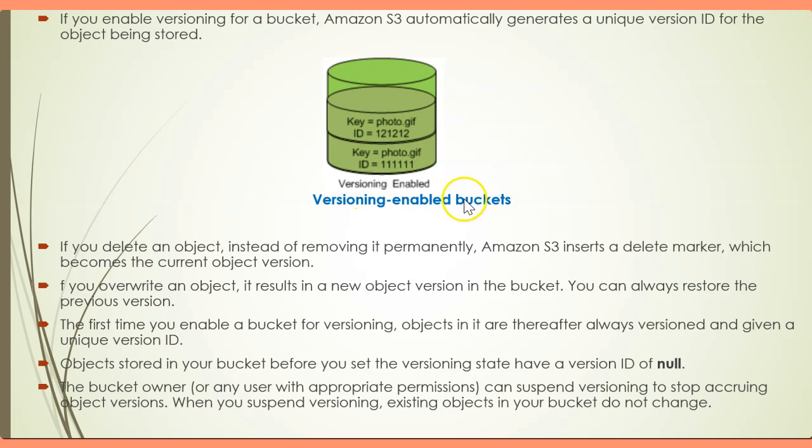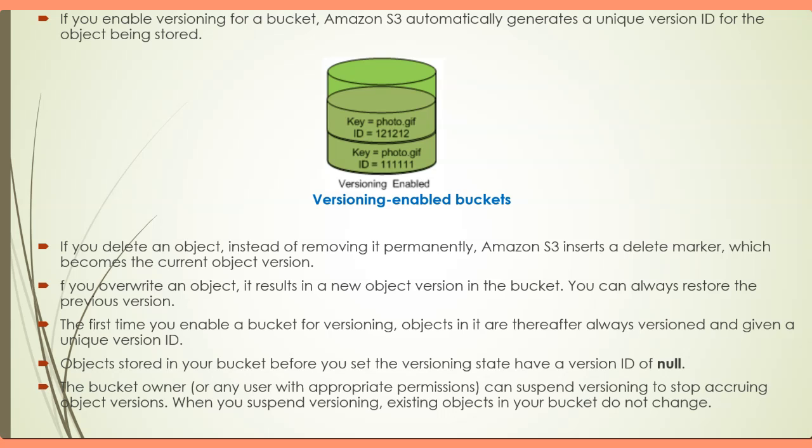If versioning is not enabled and you delete or overwrite an object, you cannot retrieve the previous version. So if you delete an object with versioning enabled, instead of removing it permanently, Amazon S3 inserts a delete marker, which becomes the current object version. If you overwrite an object, it results in a new object version in the bucket, and you can always restore the previous versions of your objects.